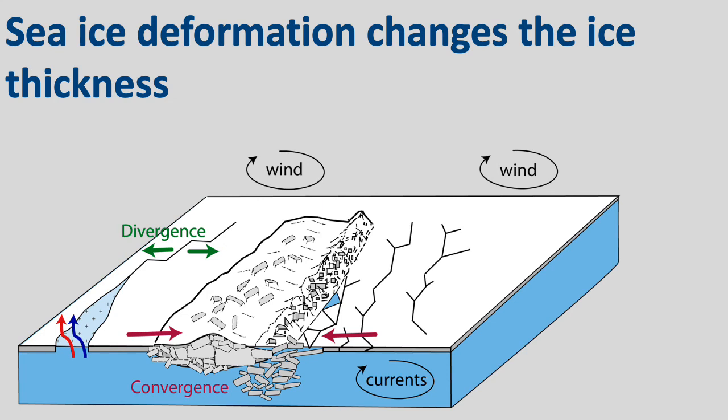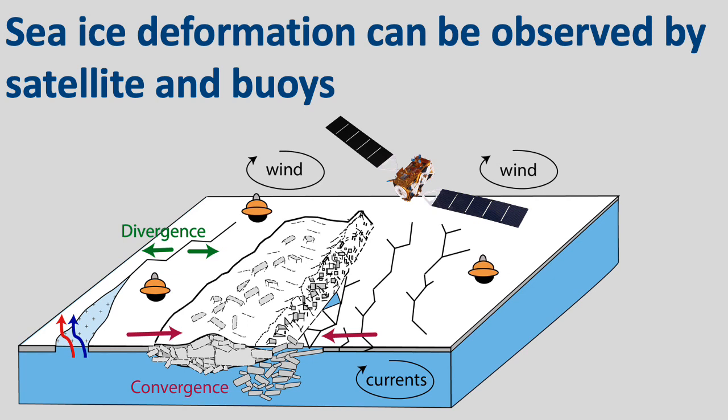And lastly, sea ice thickness is changed by deformation. In leads, ice thickness is reduced, while ridges have often multiples of the original ice thickness. So, since the ice thickness is such a key property for many processes, this has numerous effects. In short, sea ice deformation is relevant for many aspects of the Arctic climate and ecosystem. Therefore, we monitor it closely with satellites and buoys. If you want to know how this works, have a look at the next video.